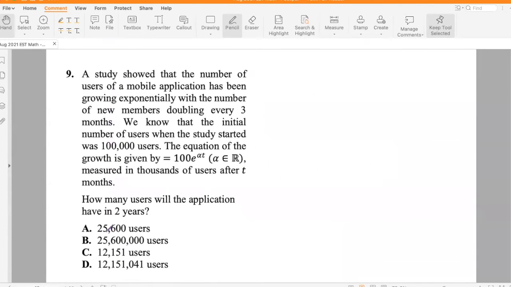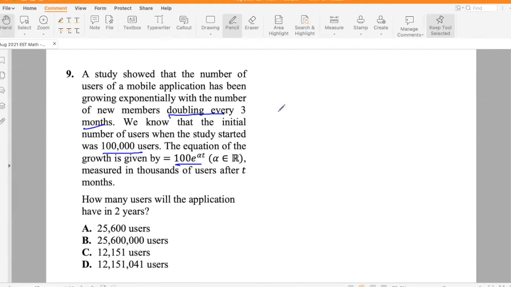A study showed that the number of users of a mobile application has been growing exponentially with the number of new members doubling every 3 months. Okay, doubling every 3 months. We know that the initial number of users when the study started was 100,000. The equation of the growth is given by 100 e to the power alpha t measured in thousands of users after t months. How many users will the application have in 2 years?